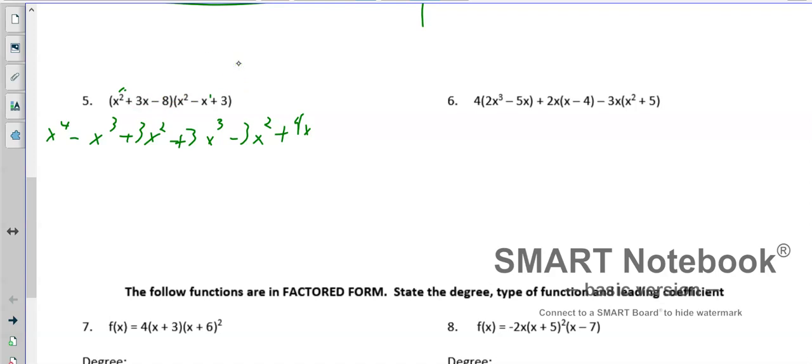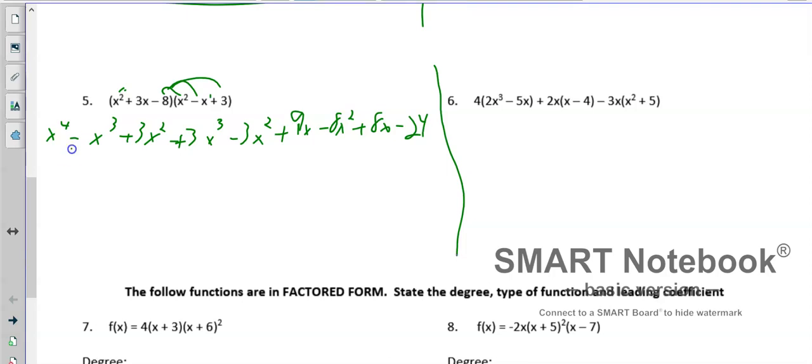And now I'm going to clean up this 9 first. Now I'm going to take the negative 8 times all 3 terms. Negative times a positive is negative, and then it's just 8x squared. Negative times negative is positive, and that'll just be 8x. And negative times a positive is negative, which will give me 24. 8 times 3. And there are my 9 terms.